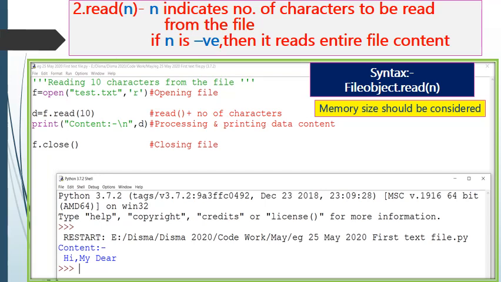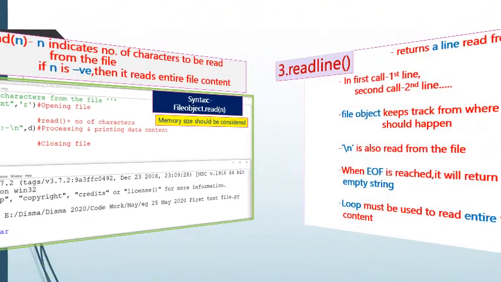Then in this screenshot, you can see the script mode code. f is equal to open test.txt, opened in read mode. d is equal to f.read of 10. So only the first 10 characters from that file will be read and stored in d. When you print the content d, it will give you only the 10 characters. You can see in the output, 'hi my dear', only that much is read.